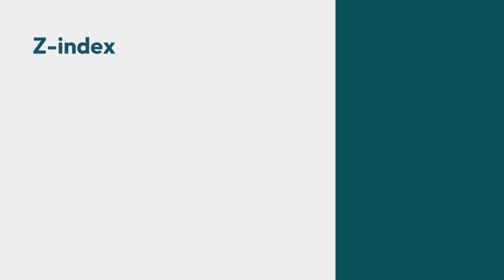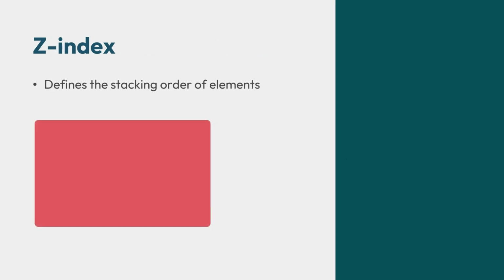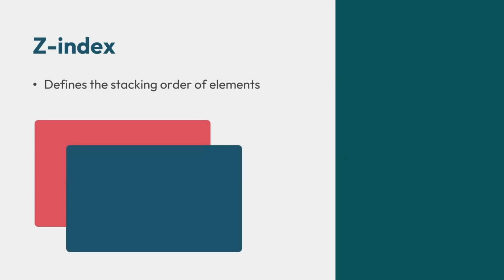Now we have something also called z-index. Z-index defines the stacking order of elements. So it basically means how things are positioned relatively to each other.